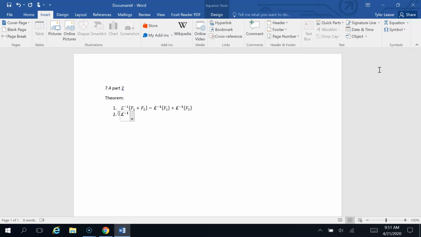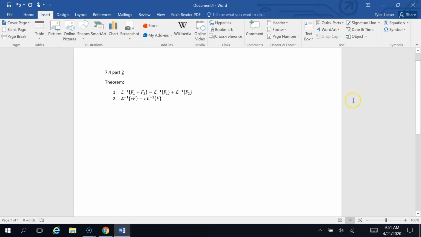So if you have the inverse of a constant times a Laplace transformation, then you can take that constant out of the inverse. Okay, cool. So using that, we're going to do some examples here.